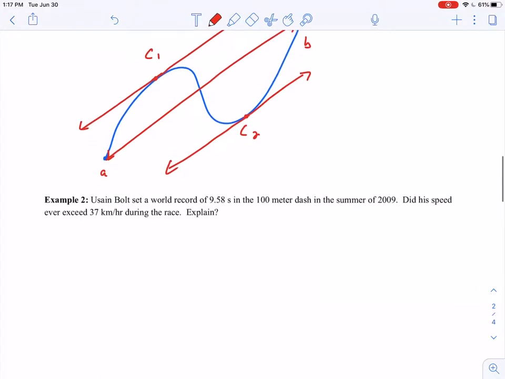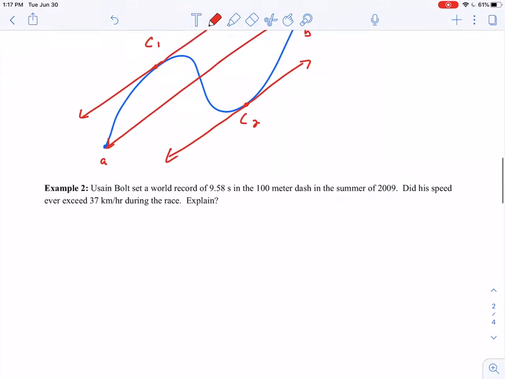Here we've got an applications problem. It says Usain Bolt set a world record of 9.58 seconds in the 100-meter dash in the summer of 2009. Did his speed ever exceed 37 kilometers per hour during the race? So what we're going to do is actually use the mean value theorem here.